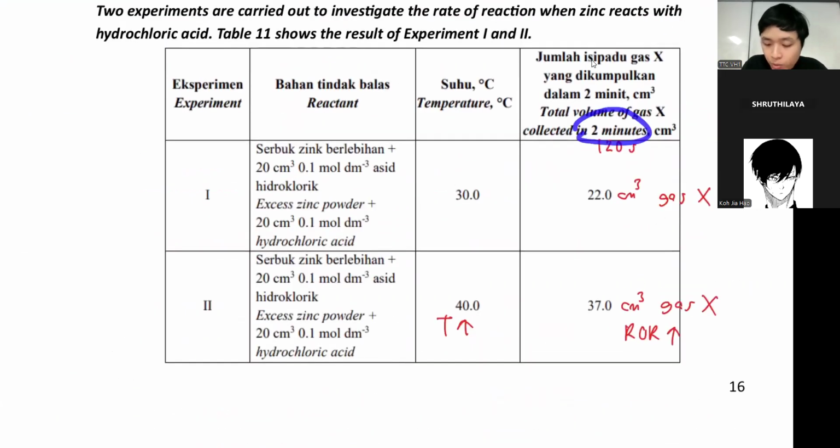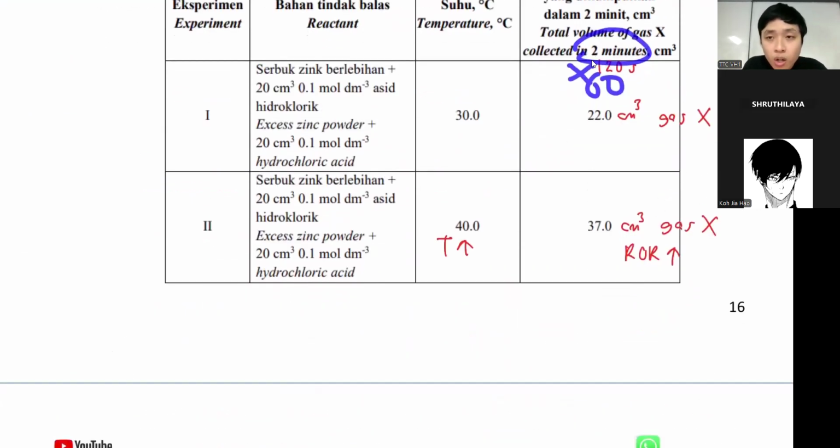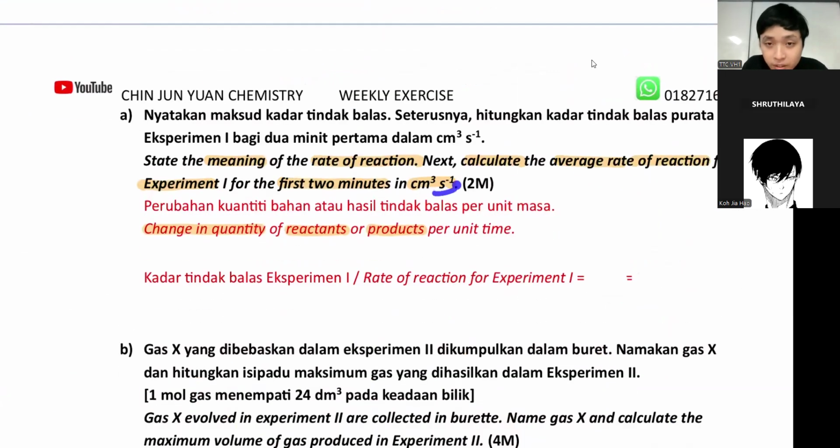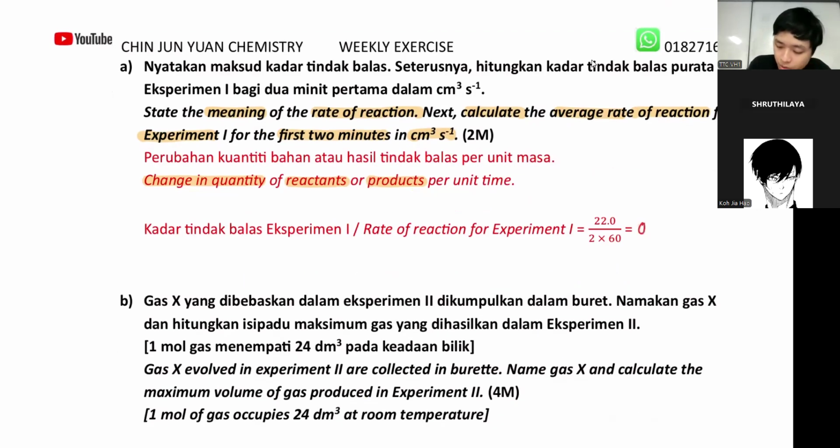Because 2 minutes, you have to times 60 to get 120 seconds, because they want the unit in per second. Be careful. So 22 divided by 120 for experiment 1, which you will get 0.18333 cm cube per second. Just volume divided by time, V over T.